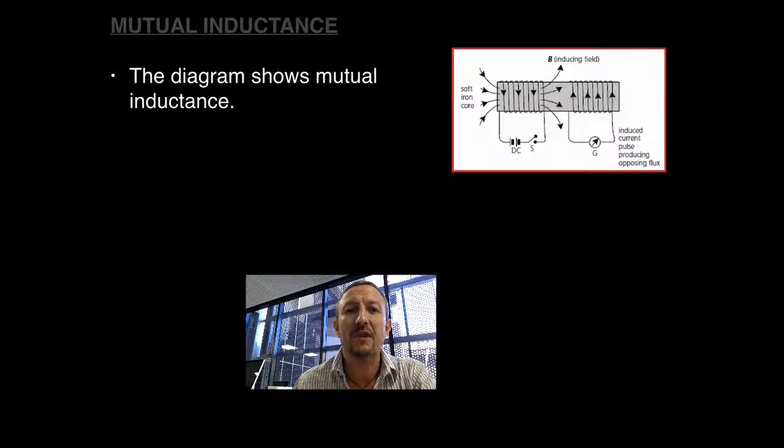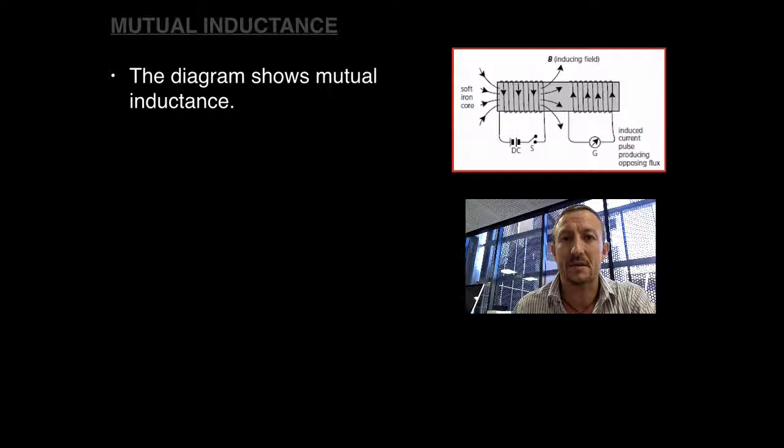Now transformers follow a process of mutual inductance, where basically we're going to get two coils where one coil is going to generate a magnetic field and as a result will produce a current or a voltage in a secondary coil. These coils are not going to be linked via wires, they're only linked by a soft iron core.